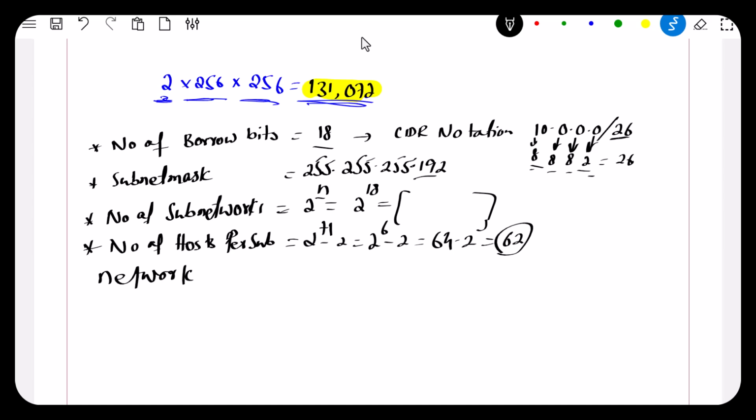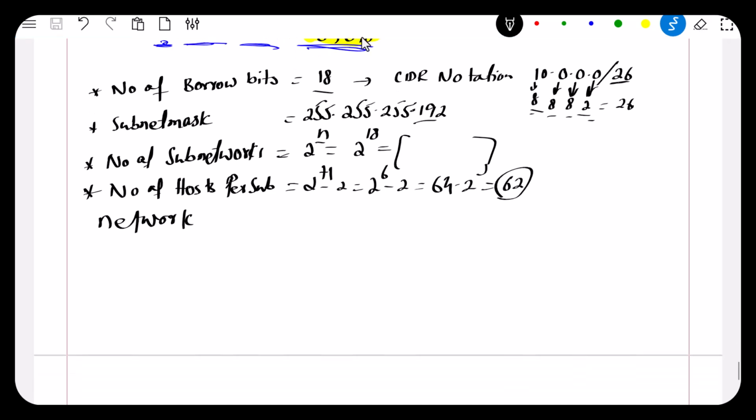And how you can find the range? That is simple. Use the previous formula. But if you will not use the previous formula, this is very much simple because we are at the 4th octet. We already know that in each network we have what? 64 number of hosts. So without putting the values in the formula, you can also find it.